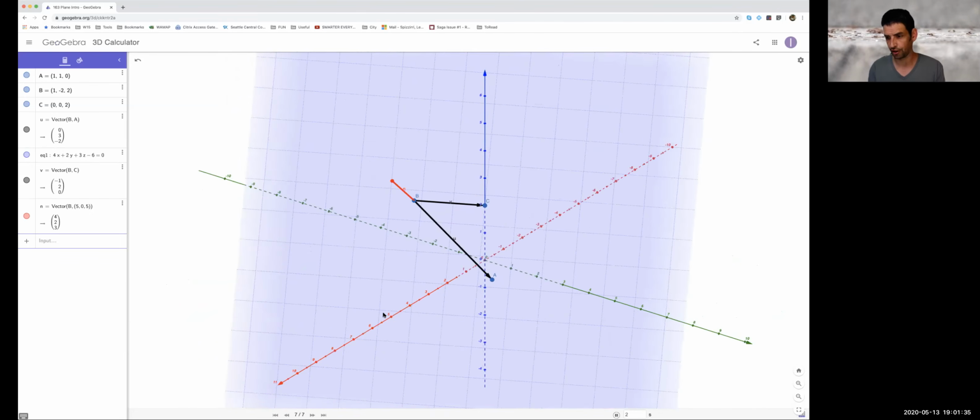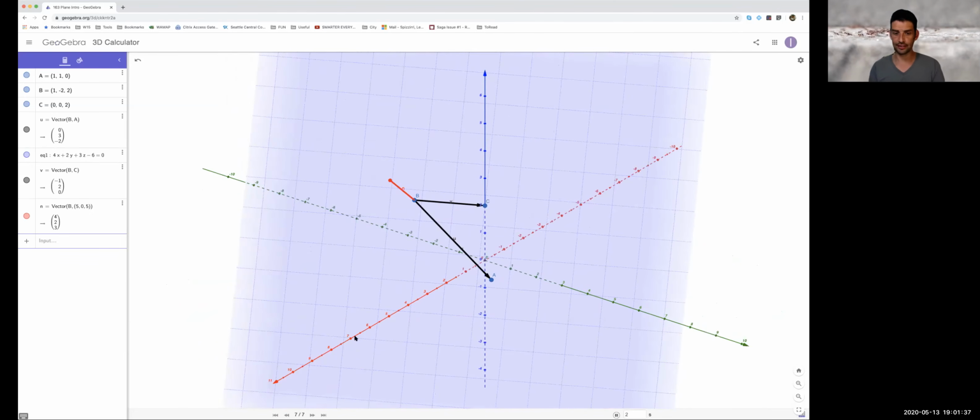So this, I think, is our correct orientation, where the red axis is the x-axis, the green one is the y-axis, and the blue one is the z-axis. We see the normal vector coming out at us here, and we're kind of facing this plane more or less head on.